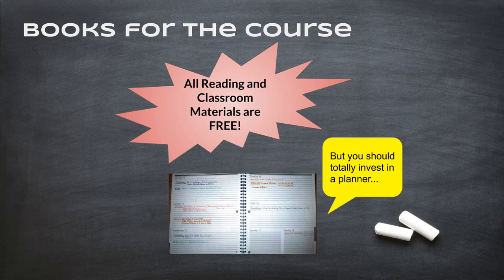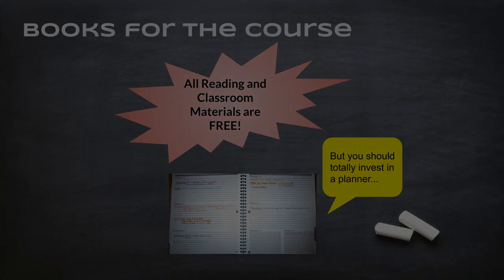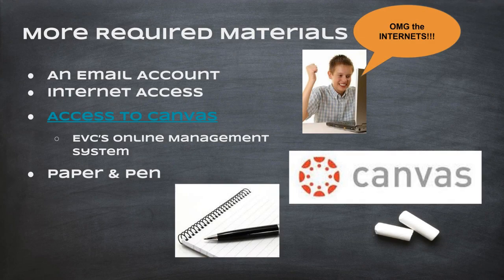All reading materials for the course will be provided to you through Canvas free of charge. Many of the texts come from free textbook chapters available through Creative Commons. I will link the reading assignments on Canvas. I also suggest you buy a physical planner to keep track of assignments. Of course, you also need access to Canvas to take this class. Other materials you may need: an email account, internet access to Canvas, and also a pen and paper to take notes while you do the lectures.